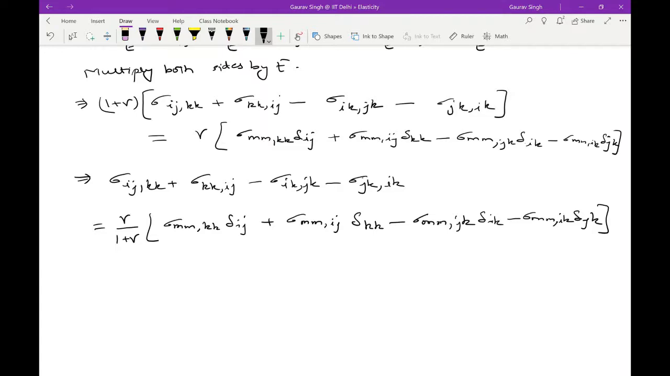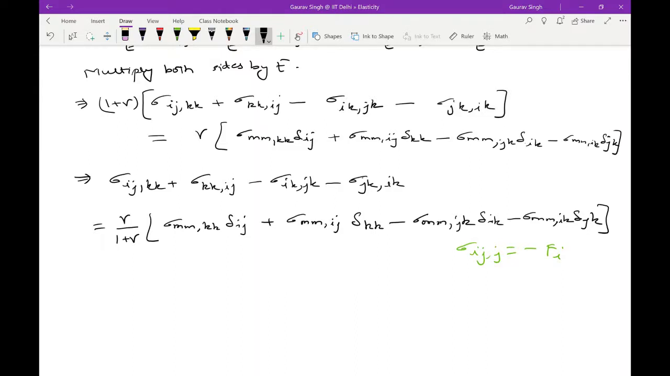So this equation which you have in front of you, what does it represent? It represents the compatibility in terms of stress, just because you have used Hooke's law to replace all the strains by the stress. What we can do now is substitute the equilibrium equations. Remember, what are the equilibrium equations? It is sigma ij comma j is equal to minus fi. We want to substitute it over here.